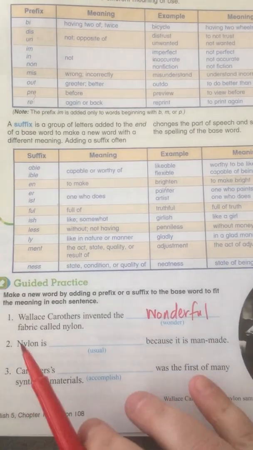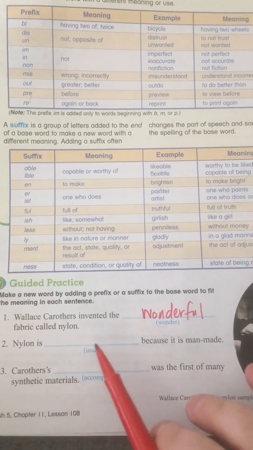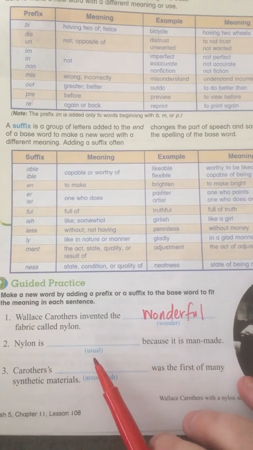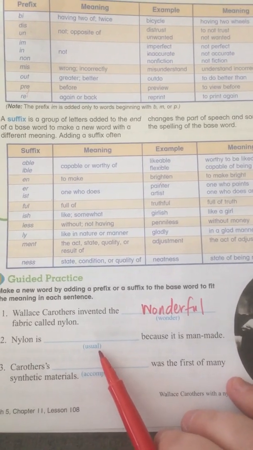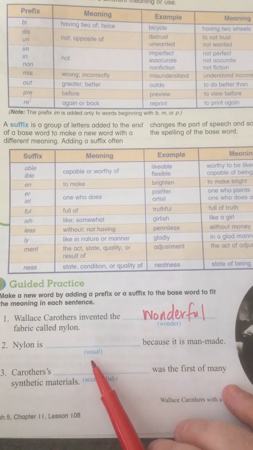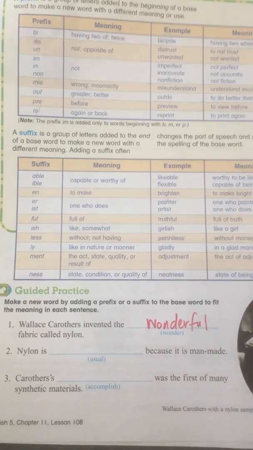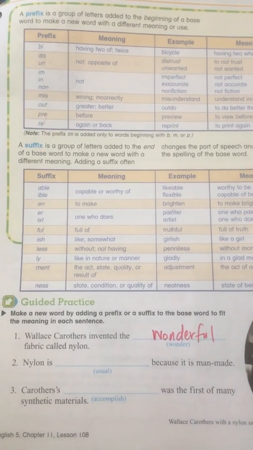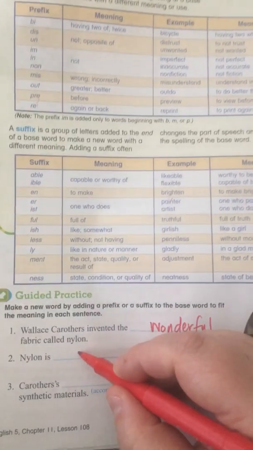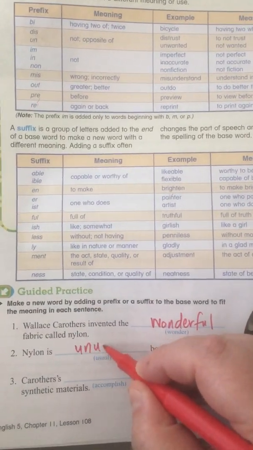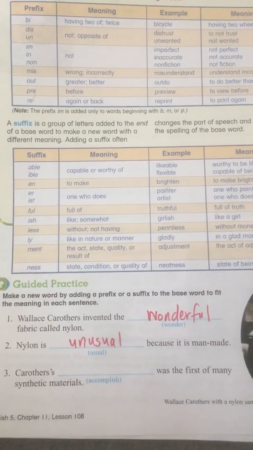And then this one, nylon is blank because it is man-made. Now I could add, what are kind of words? Usually, that's a pretty common word, but would that make sense? Nylon is usually because it's man-made? No, we know that it is unusual. It is not usual because it's man-made. It is unusual.